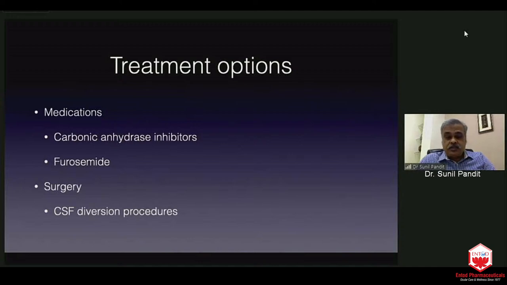Now, since MRIs are normal, since the brain is normal and the ventricles are not dilated, it is probably impossible to do a ventriculoperitoneal shunt. It's far easier to do a lumboperitoneal shunt, and by and large, that has now become the mainstay of treatment for patients.